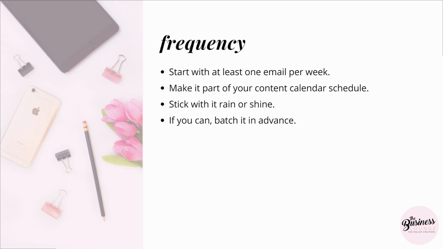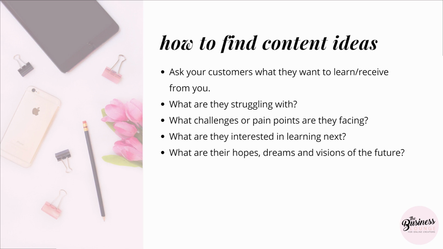Now, I want you to stick with at least one email per week and make your newsletter or your weekly email part of your content calendar schedule so that it's a no-brainer. You also want to stick to the frequency, rain or shine. So no matter what happens, you want to be able to have a consistent email that goes out every single week. If you can, batch your emails in advance because it's going to save you a lot of time. And every single email marketing tool has a scheduling feature so that you can schedule your email broadcasts.